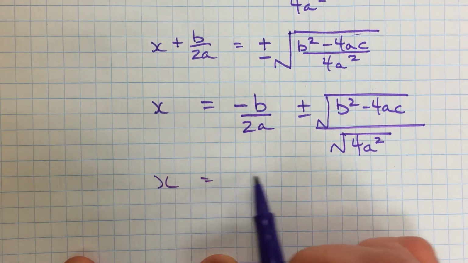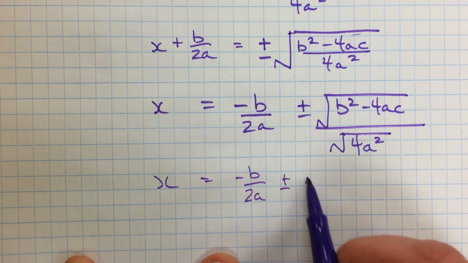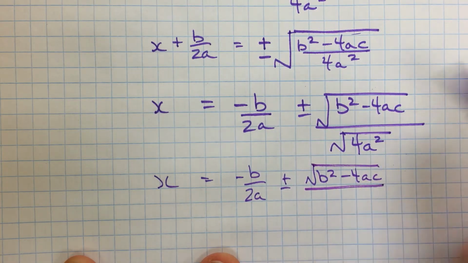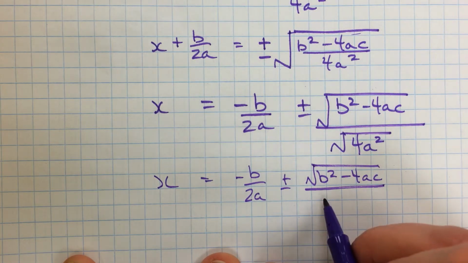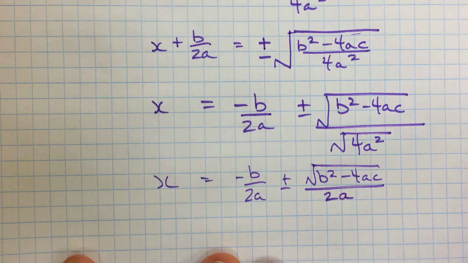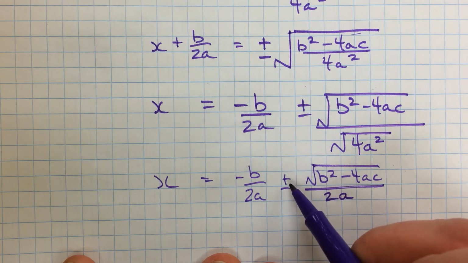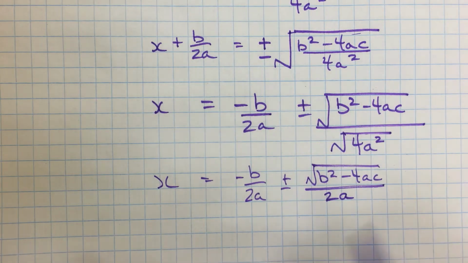We're almost there. X is negative b over 2a, plus or minus, well, the top is the root of b squared minus 4ac, and the bottom is, well, square root of 4 is 2, square root of a squared is a, so I have 2a. This is actually a plus or minus a, but we have a plus or minus right there, and plus or minuses just switch each other around, so it's actually fine to leave it like this.